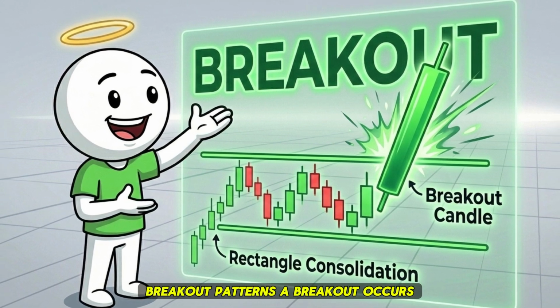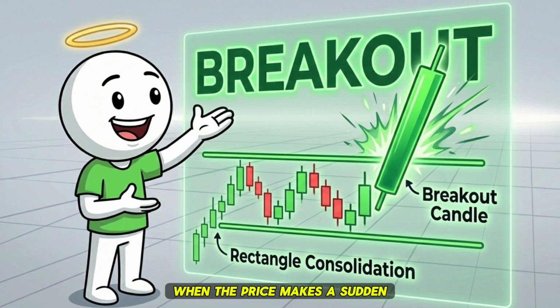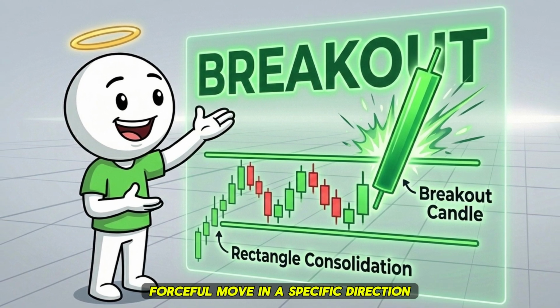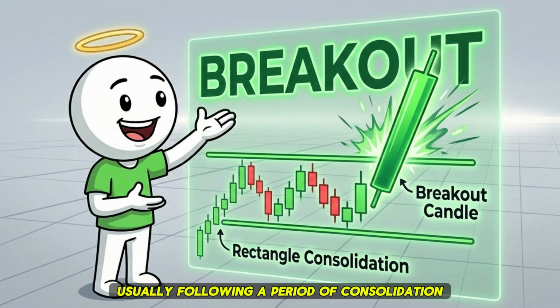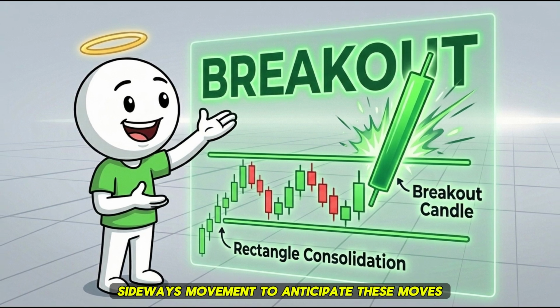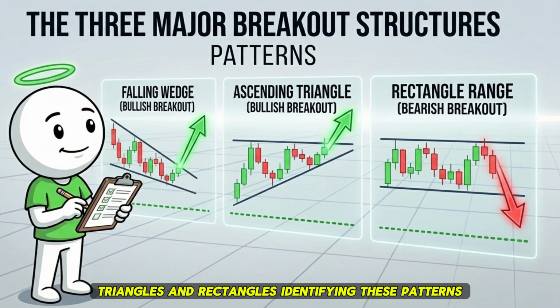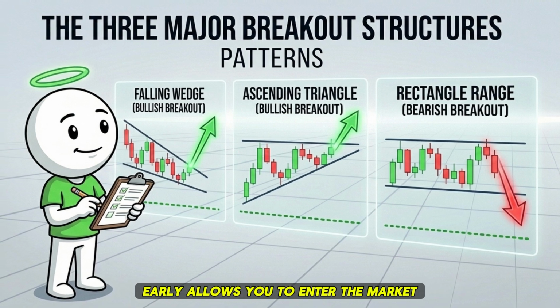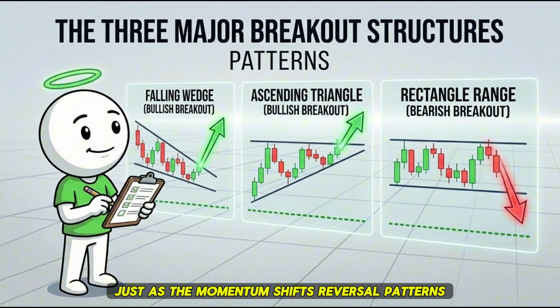2. Chart patterns and market movements. Breakout patterns. A breakout occurs when the price makes a sudden, forceful move in a specific direction, usually following a period of consolidation, sideways movement. To anticipate these moves, traders look for specific structures like wedges, triangles, and rectangles. Identifying these patterns early allows you to enter the market just as the momentum shifts.